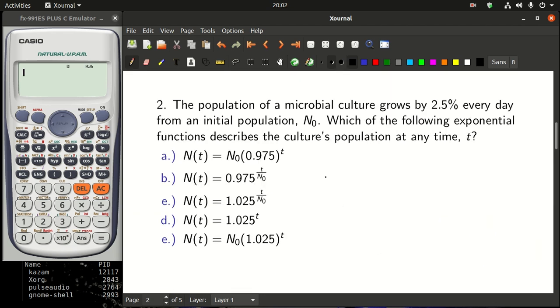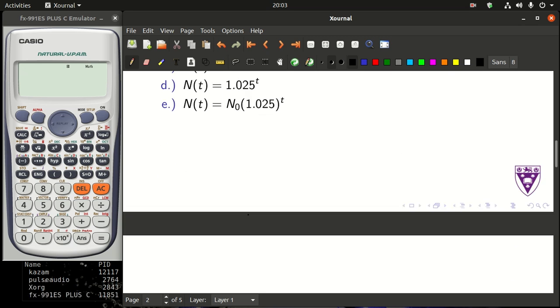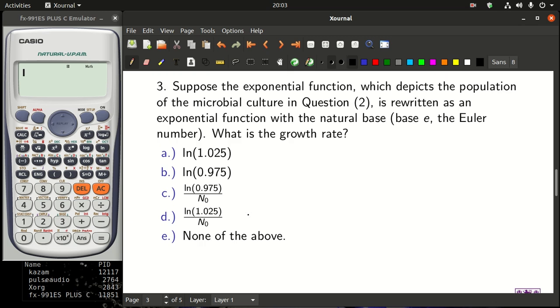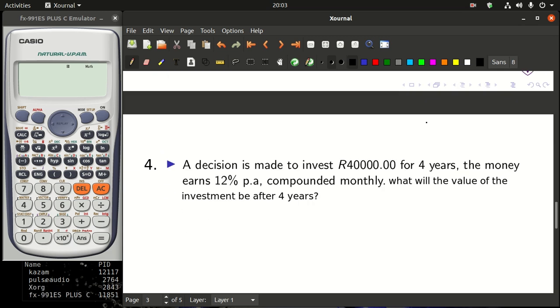And some other questions will be, you have a population of a microbial culture which grows by 2.5% every day from an initial population N0. Which of the following exponential functions describes the culture's population at any time t? And then you have to make a choice here, or you have to rewrite that with some base e. What will be the growth rate in such cases?